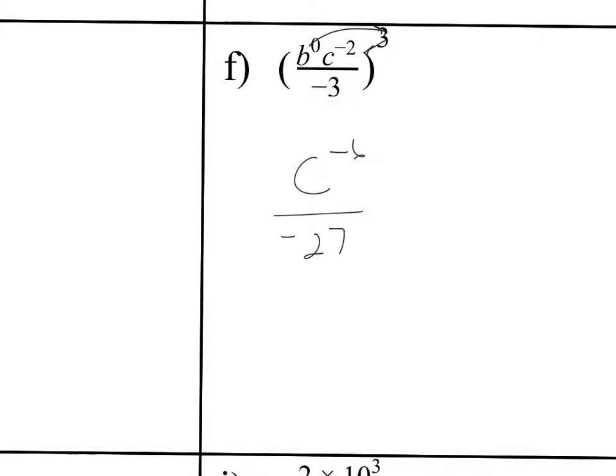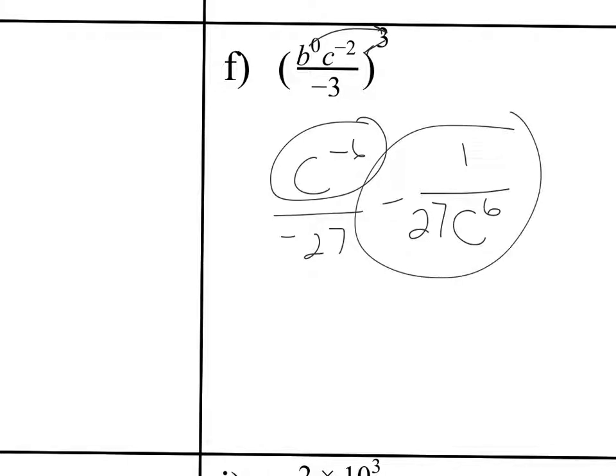So I'm going to make a fraction bar. C to the negative 6 is going to go to the bottom as c to the 6. And then 27 is going to stay on the bottom, and you're going to have nothing on the top, so you should write a 1, and it's negative. The whole thing's negative.